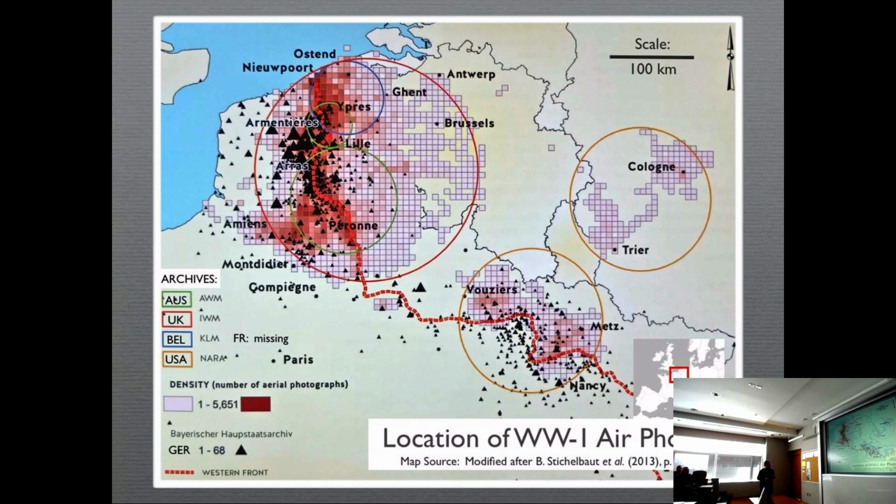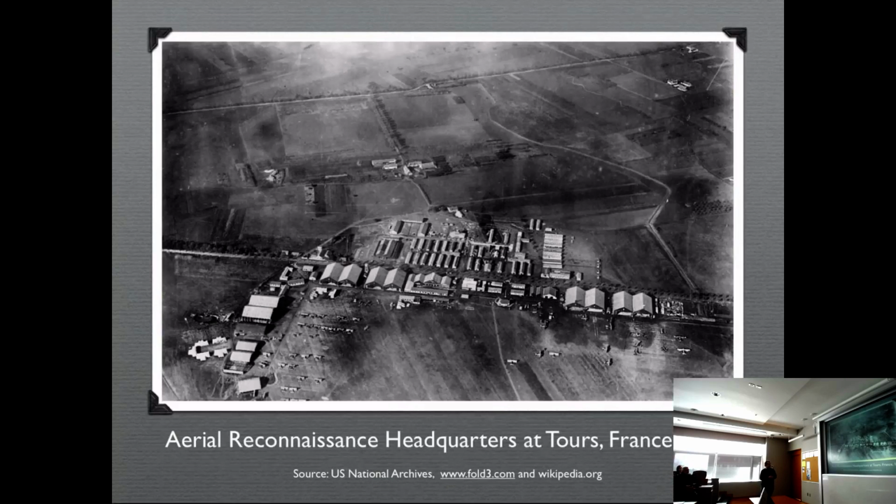And as you can see from the legend here, some of the reddish squares had as many as 5,000 air photos per unit area. That's how frequently the photography was used by all parties within the war. The aerial reconnaissance headquarters was located for the Allies in Tours, and you can see from this photo that it was not a mom-and-pop operation. This collection of aerial photography happened at an industrial scale during the First World War.